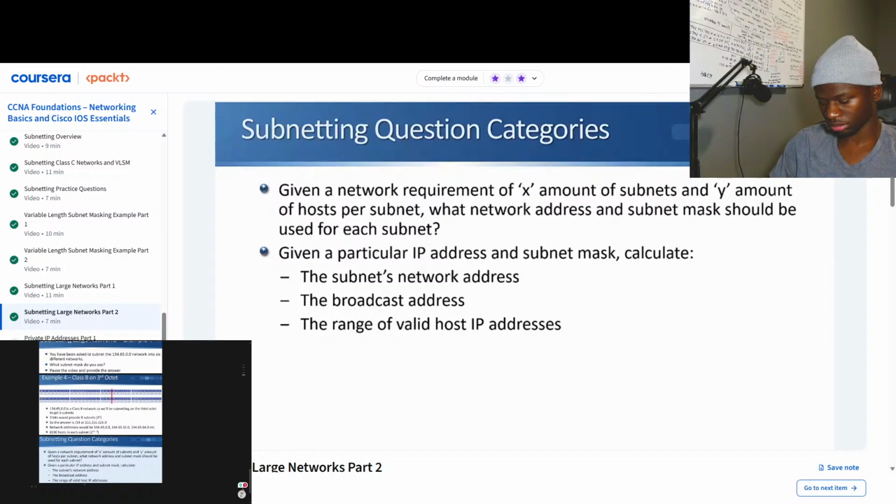Okay, so that's our subnetting done. We've still got a bit more to talk about IP addressing though, starting with private addressing in the next lecture.